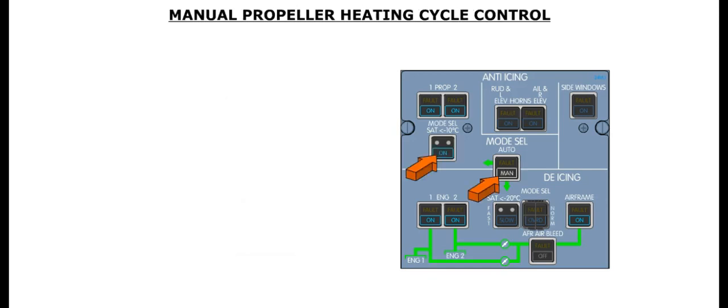The propeller heating cycle can be manually controlled by the mode select SAT less than -10 degrees Celsius push button on the anti-icing panel. This push button manually controls the propeller anti-icing cycle when the mode select auto push button on the de-icing panel is in the manual or pressed in position.